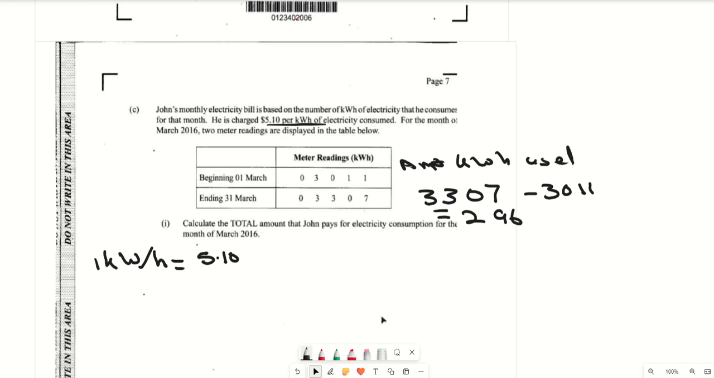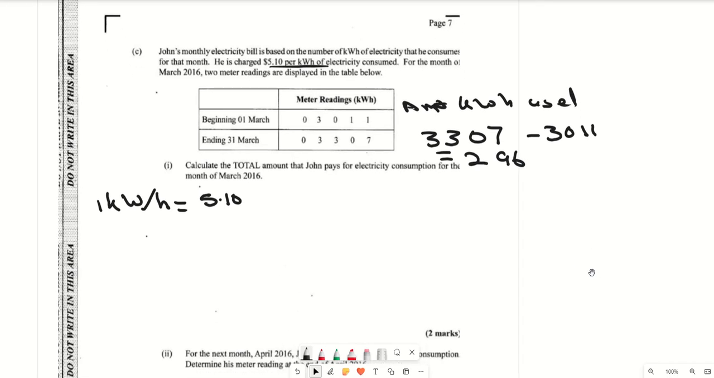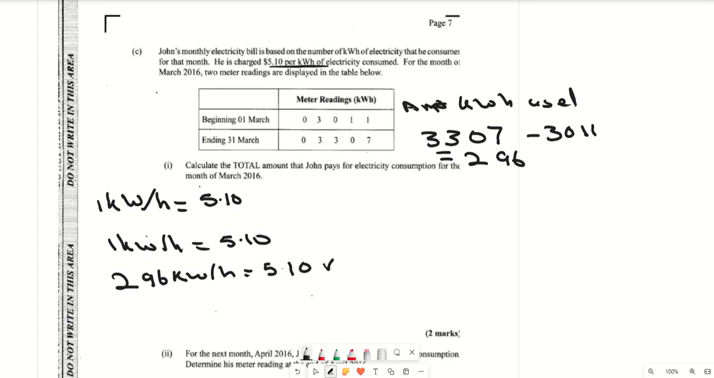Alright, so therefore, calculate the total amount of money John has to pay for the consumption of the month of March. So we know that 1 kilowatt per hour is $5.10. So you know how much 296 kilowatts per hour would be: $5.10 multiplied by 296, and when you multiply that you're going to get $1,509.60, and that would be the answer for this one.